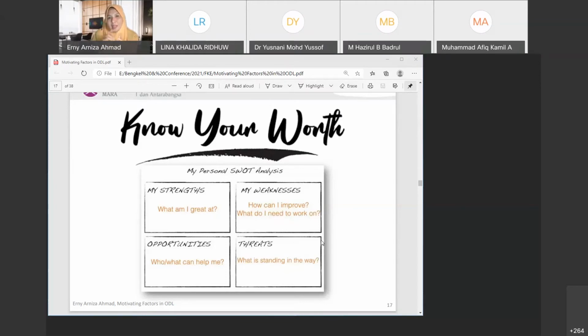Okay, then know your weaknesses. Setiap manusia tu tak sempurna, ada kelemahan dia. You have to identify that. Recognize your weaknesses. Why? That is a chance for you to improve yourself.